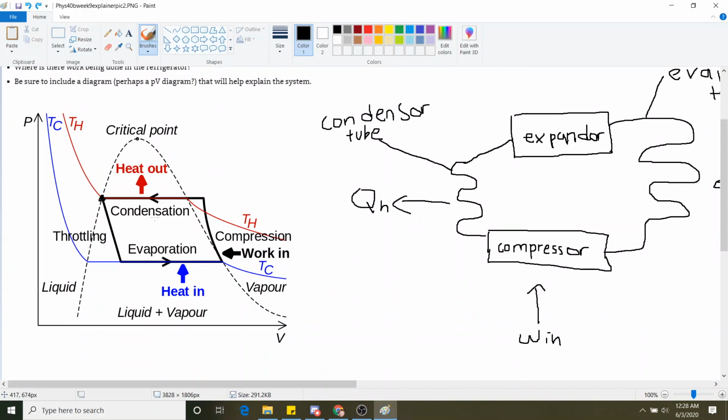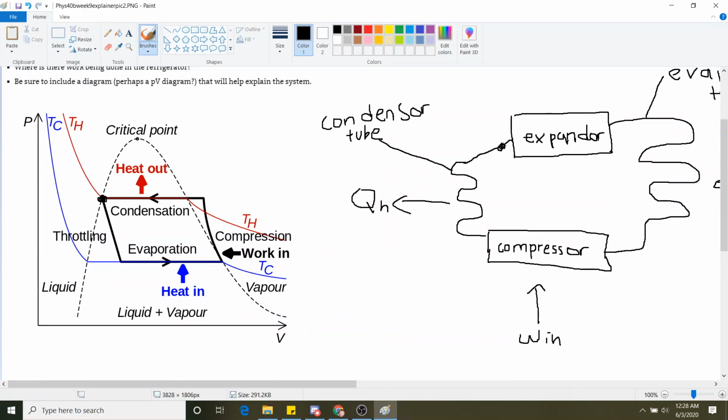So the PV diagram I got is just one of the first search results on Google when you search up PV diagram for a refrigerator, and it matches my explanation pretty well. If we start out at a point, just say this point right here, that's going to correspond to this point in the diagram.